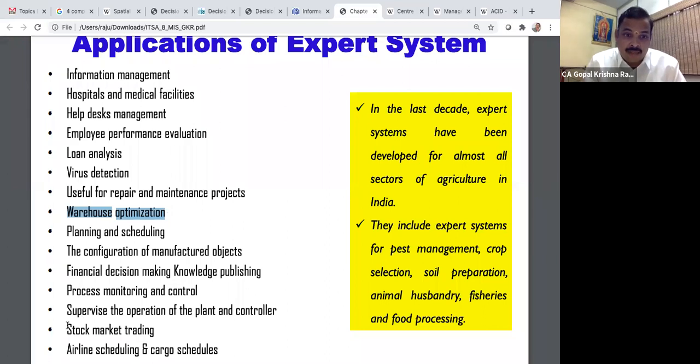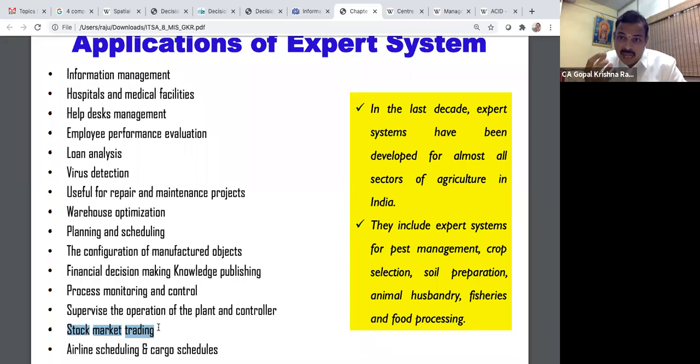Then stock market trading. You have expert systems which do what is called algorithm trading. There is something called algorithm trading. You install that software, it will go to the National Stock Exchange screen or Bombay Stock Exchange screen. You list out some of the stocks. It will see how the stocks are moving. And then it will see the last day, previous day, one week before. All this trend it will see.